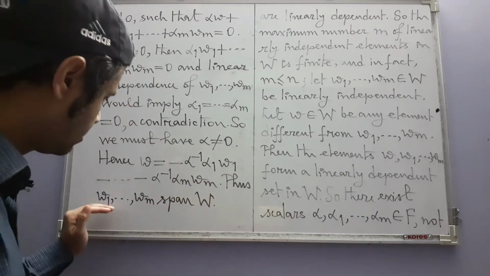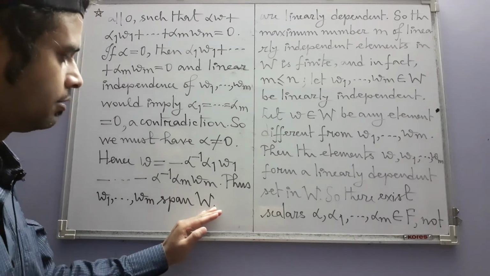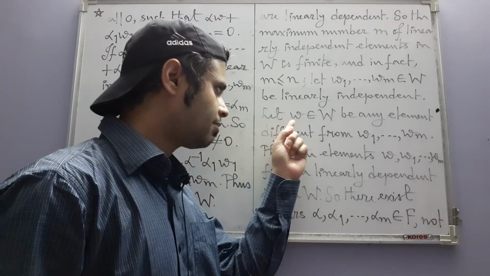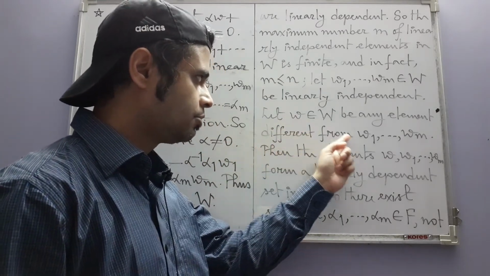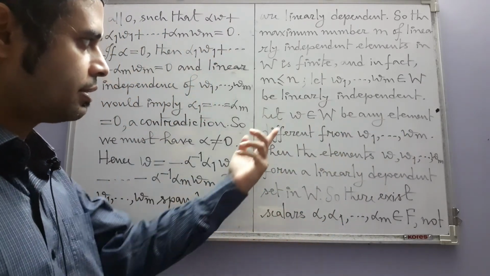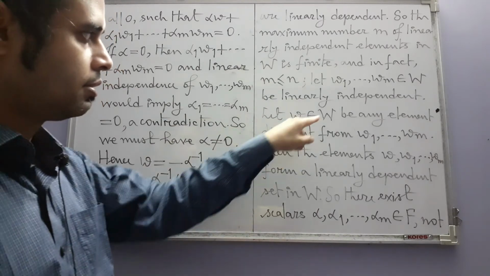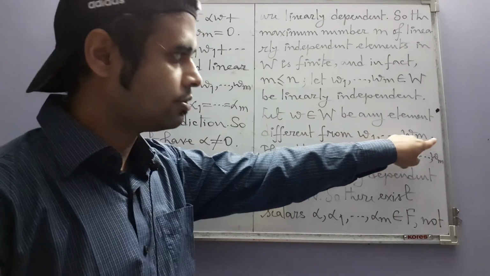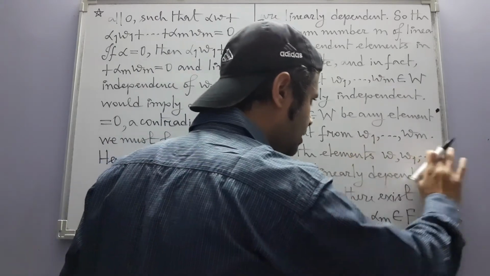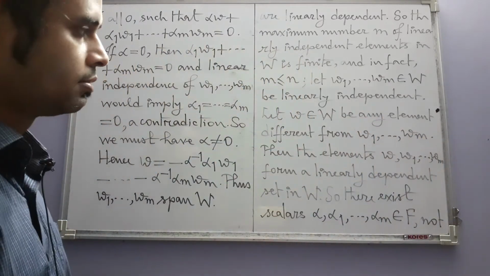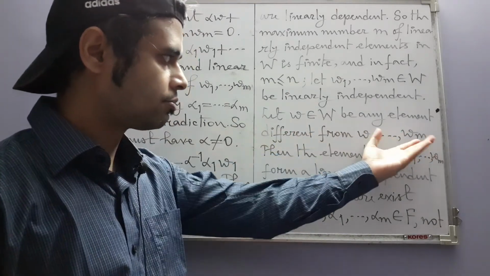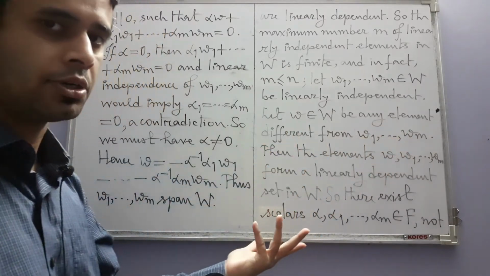Now behind this last conclusion, there are some things. Note that we have chosen this small w to be an element in capital W different from these wi's. It may be the case that there actually is no such w, that capital W is in fact equal to this set. That can also happen. But if that is the case, then already they span capital W in a trivial manner, because the set formed by these wi's is equal to capital W in that case.